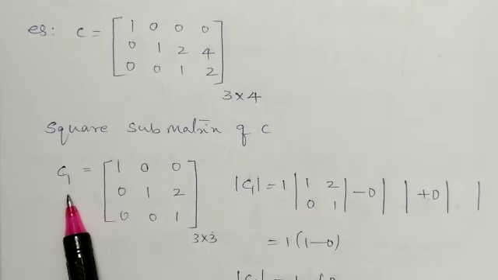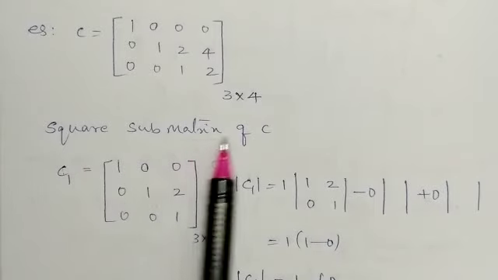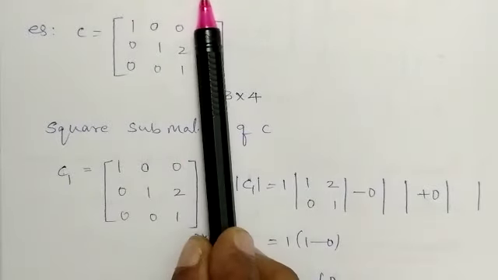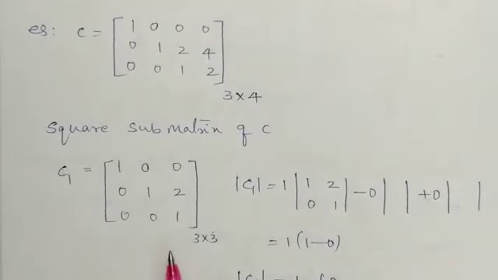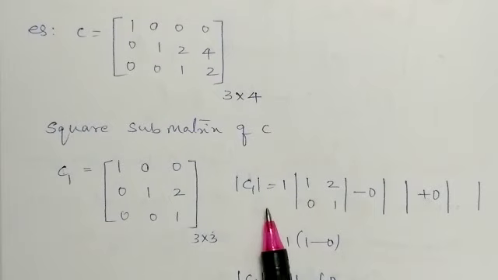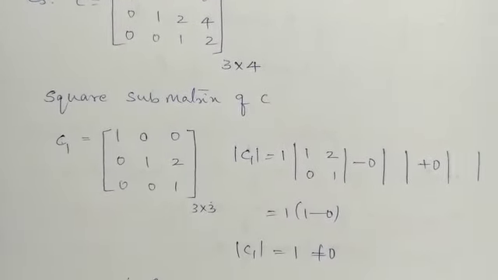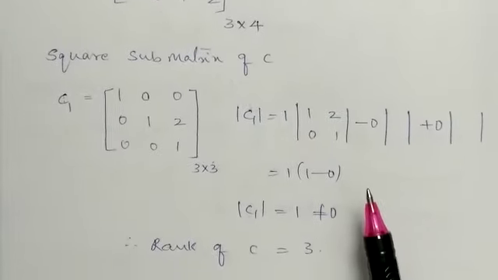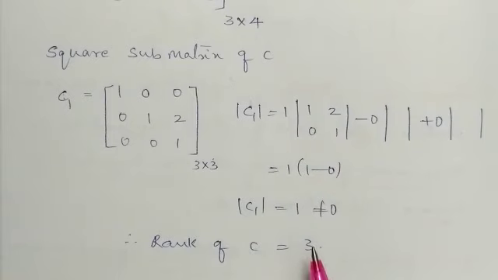I am taking the C1 submatrix. The square submatrix of C is C1. I have removed this column and I calculated its det. As a result, I got 1, which is non-singular. Therefore, rank is 3.